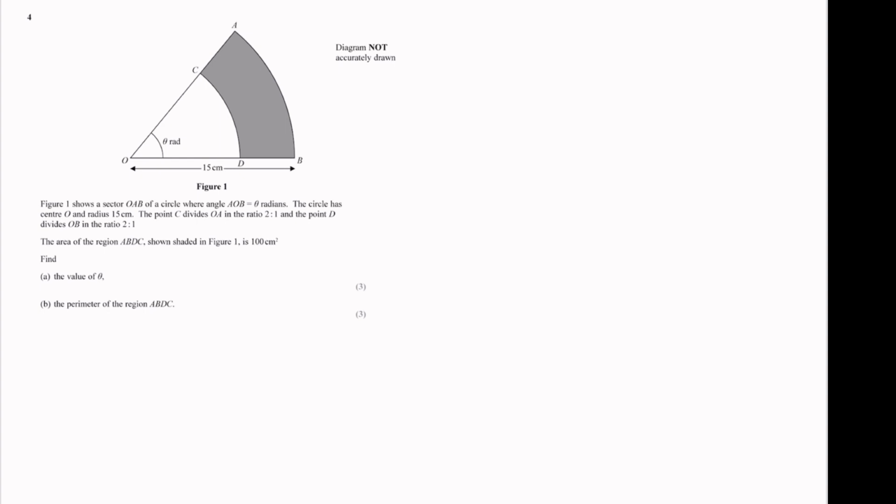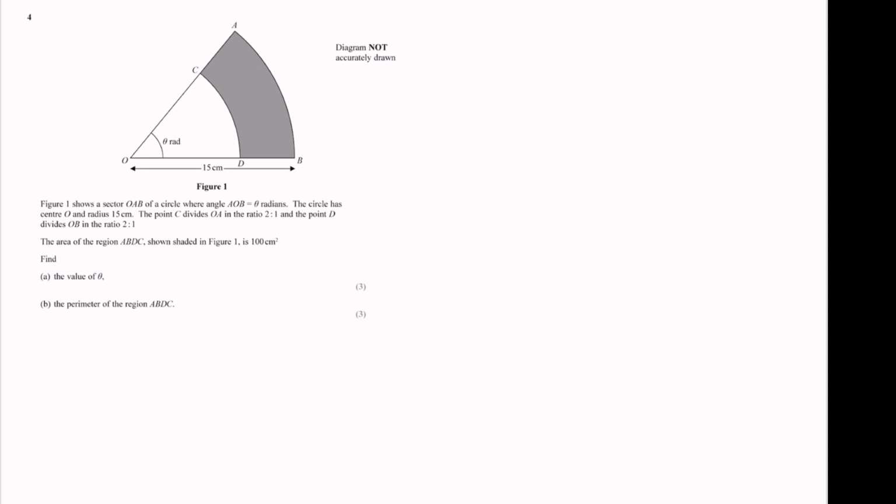Question 4. Figure 1 shows a sector OAB of a circle where angle AOB is theta. The circle has center O and radius 15. The point C divides OA in the ratio 2:1, and the point D divides OB in the ratio 2:1. The area of the region ABDC shown in the figure is 100 centimeters squared. Find the value of theta.